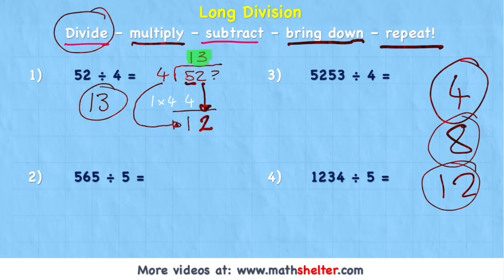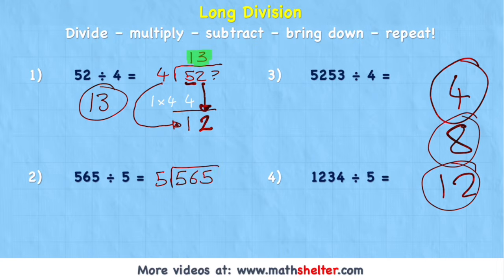Okay, let's make a slightly harder example with question 2. 565 divided by 5, same thing again. 5, 6, 5 inside my bus stop, and 5 outside. This is my dividend, this is my divisor. First step says divide. How many 5s are in 5? Well, I have 1. And then I'm going to make sure there's nothing left over by doing 1 times 5. 1 times 5 is 5. So I've done my multiply.